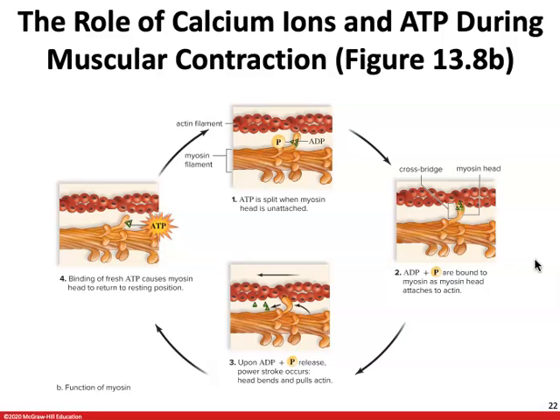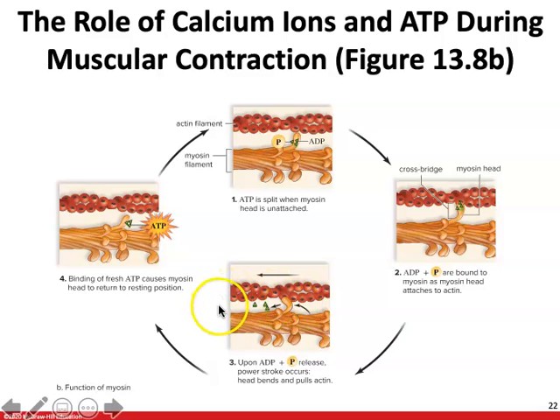So here's a demonstration of that. Here we have our myosin heads forming a cross bridge and connecting to our actin filament. Here's our actin filament, here's our myosin filament. The myosin heads form a cross bridge and bind to that actin filament. They're going to grab onto that filament. ADP and phosphate groups are bound to the myosin as the myosin head attaches to that actin. That myosin head is then going to pull backwards and release the ADP and phosphate.